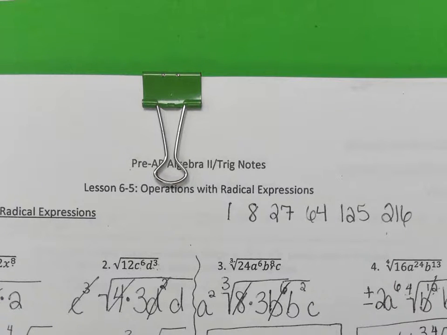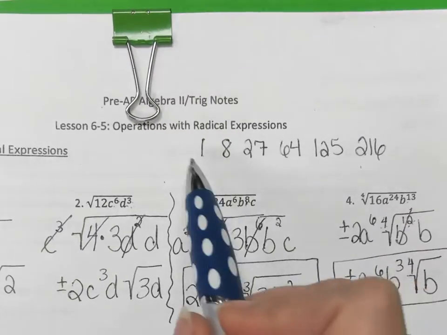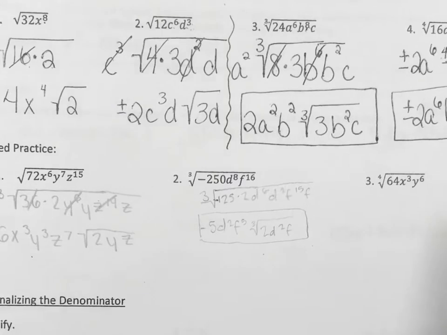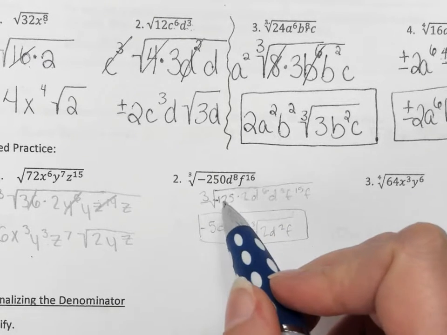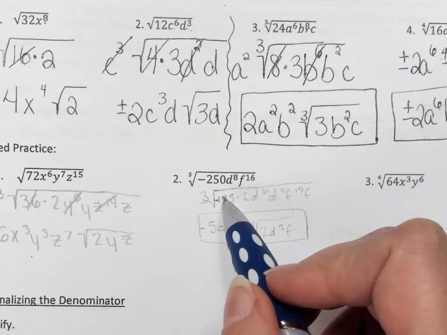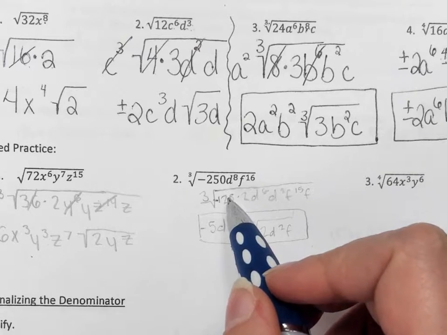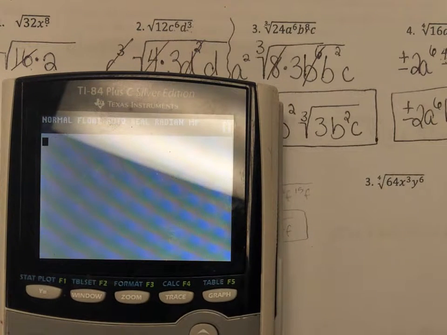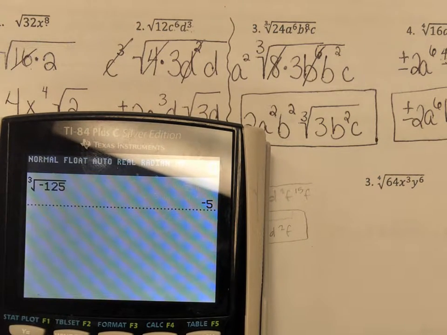You have to know those perfect cubes, guys. Have to. All right, so which one of these perfect cubes will divide into negative 250? Negative 125, right? You can take the cube root of a negative. If you don't believe me, plug it into your calculator. Math, down to number 5, negative 125. And the cube root is negative 5, right? You can take the cube root. If you ever get stumped and you can't remember, just use your calculator.